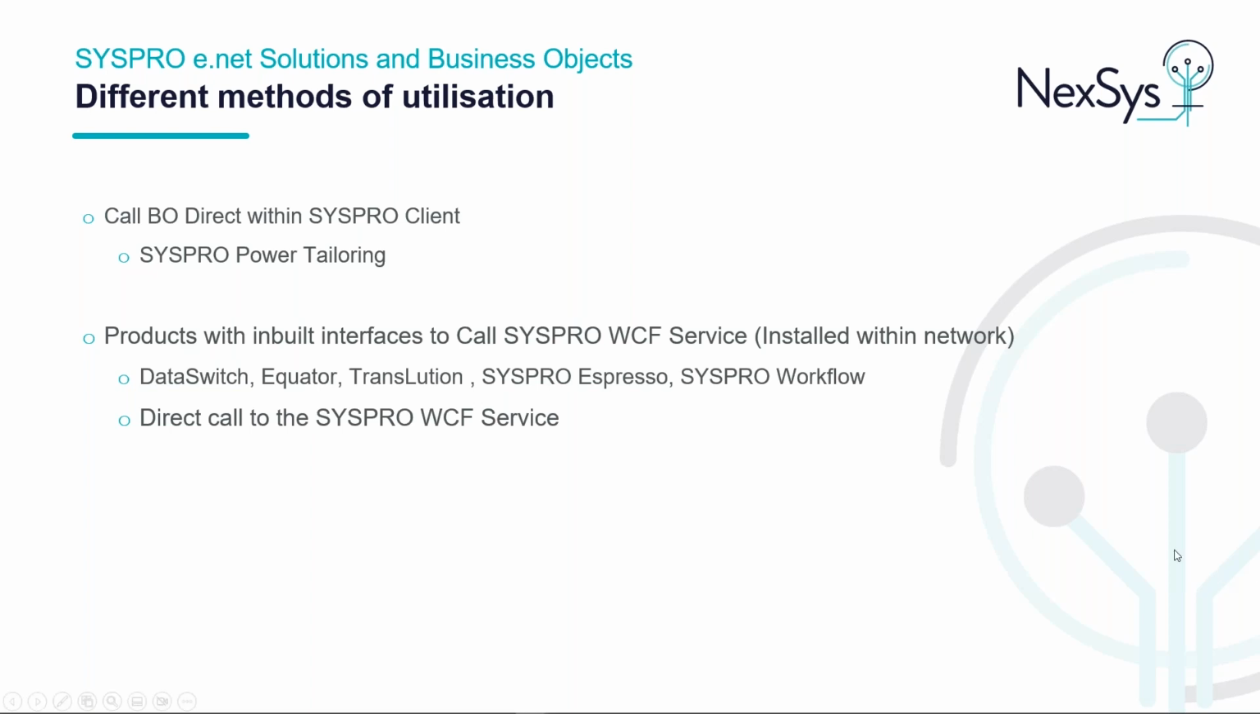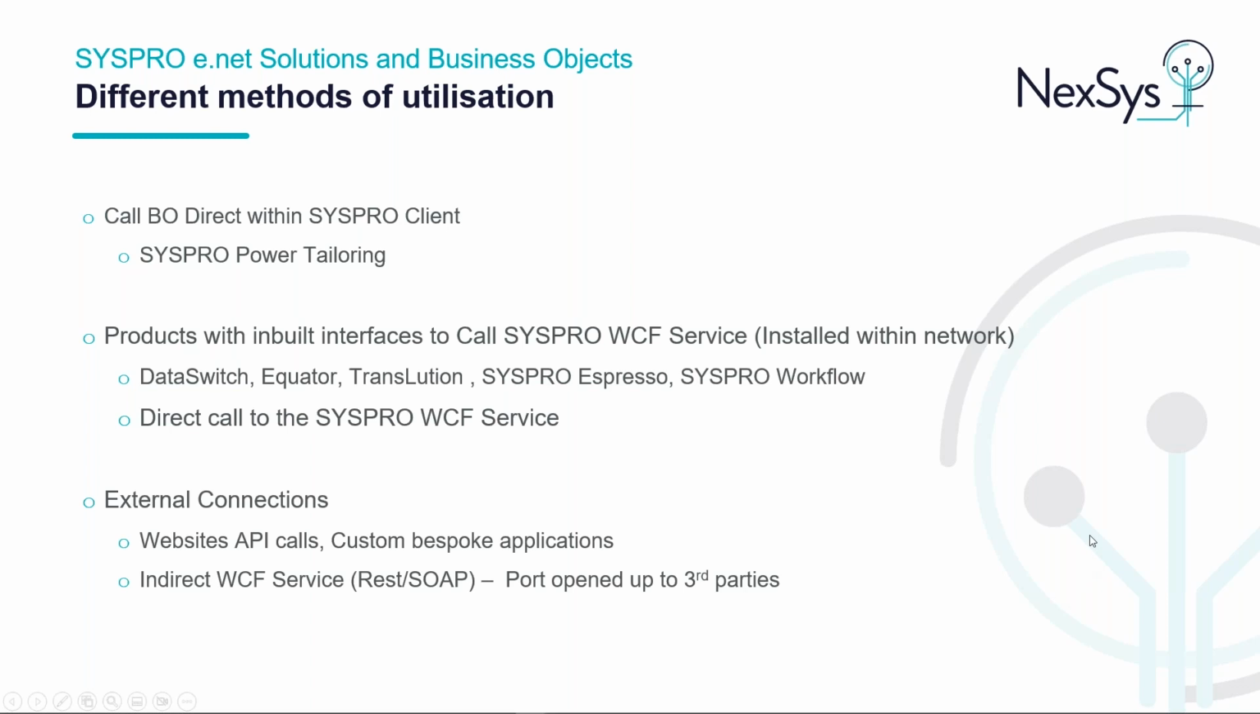And then we have a third class of calls that are our external connections. So these are external website APIs and bespoke applications, and these are external to the network. So this uses the same WCF service, but the port needs to get opened up to the various parties to be able to access and call it.